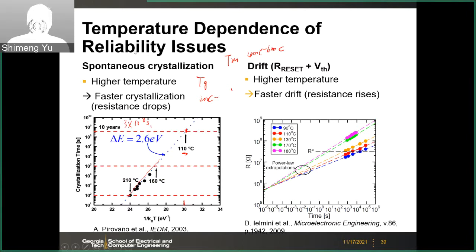So this is a spontaneous crystallization. And on the other hand, it will go through the drift process. So this is an opposite trend. The drift of the phase-change memory will increase the resistance. This happens even without temperature, I mean, at room temperature. Of course, if you increase the temperature, the drift may be sped up. So we will discuss that in more detail next.